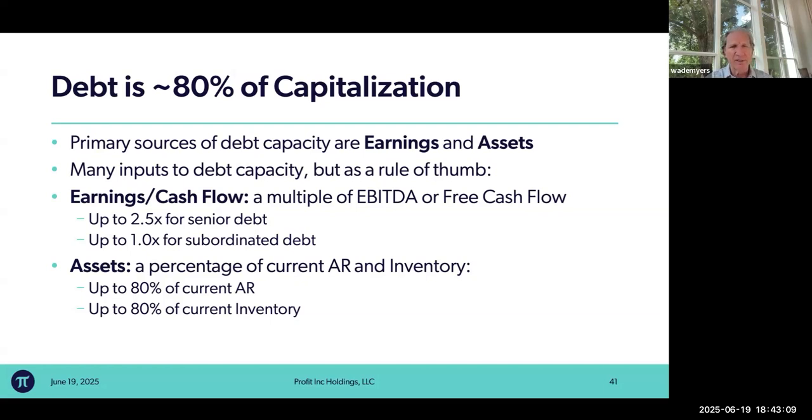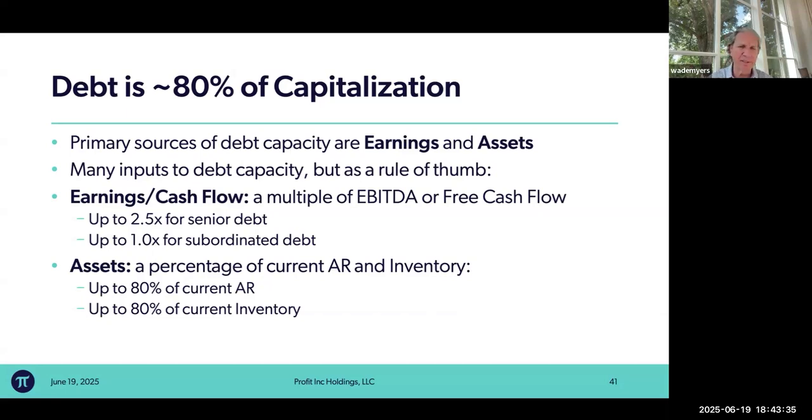Now, an asset-based loan is usually predicated on your AR and inventory, up to 80%. Oftentimes you'll see a lender say, for your line of credit, we'll give you 60% on 60-day AR, 70% on 30-day, and 80% on current, something like that. But you can count on up to 80% of current AR and up to 80% of current inventory.